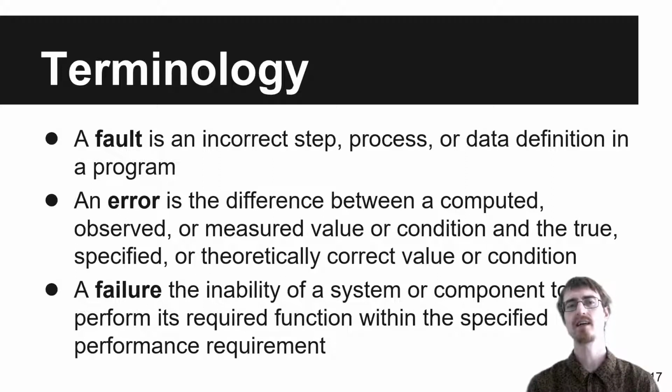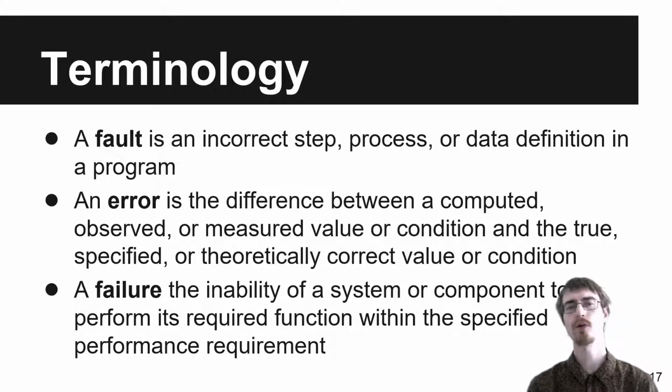Now finally, an error can result in a failure. Right, so a failure is the inability of a system or component to perform its required function within the specified performance requirements. So, for example, the program crashes. When the program crashes, it's no longer useful. It's no longer able to perform its job.